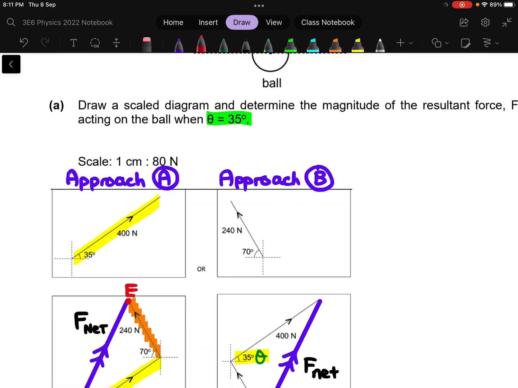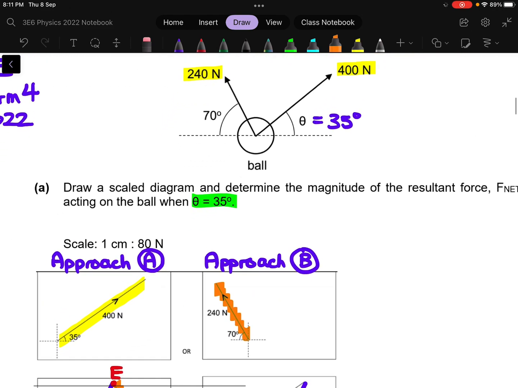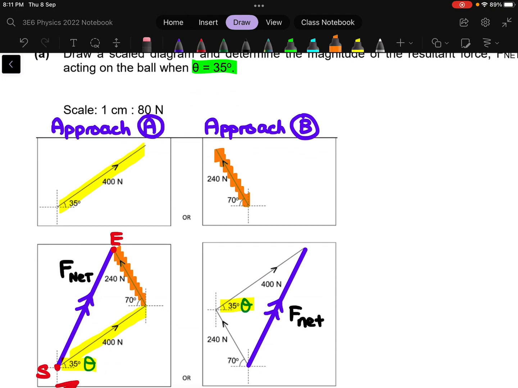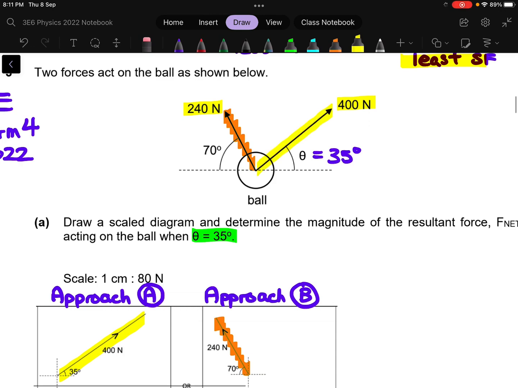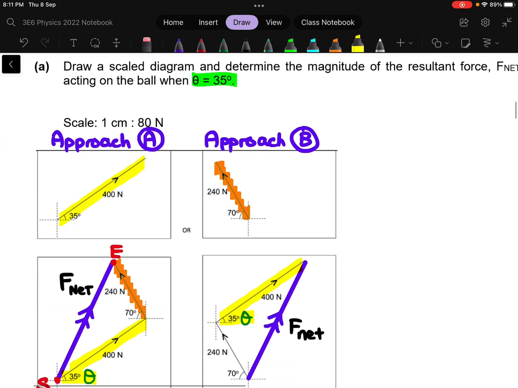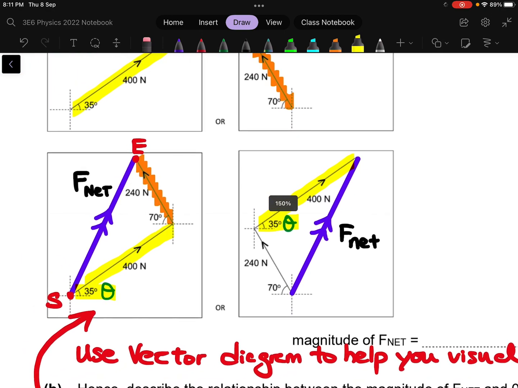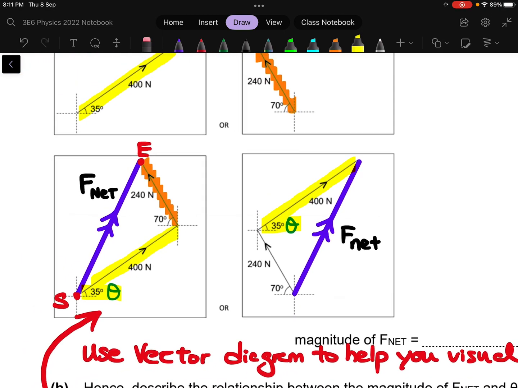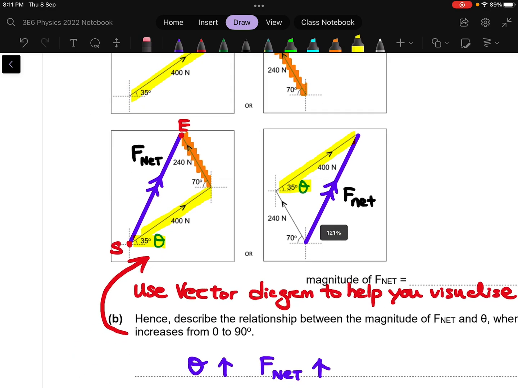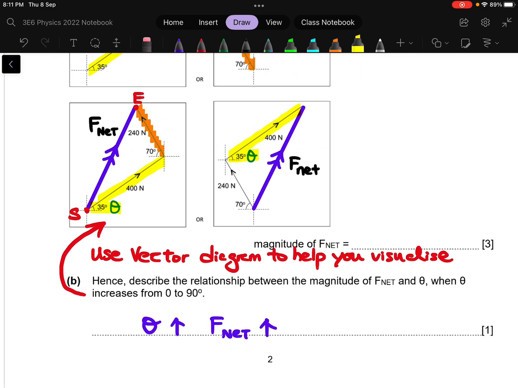There's another approach. So in approach B, what I did is that I start off with the 240 Newton vector, which is pointing to the northwest, this guy over here. Then after that, at the end of the 240 Newton, I add in the 400 Newton vector, which is over here. This is pointing to northeast, and you can see that I draw the 400 Newton here pointing to the northeast as well. So both methods will give you the same resultant vector.